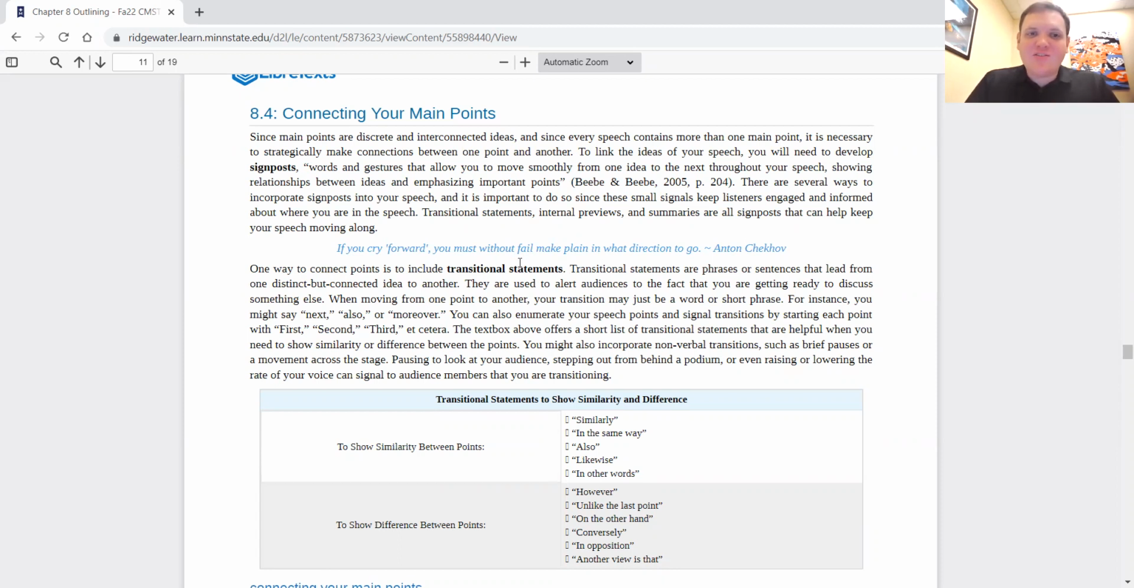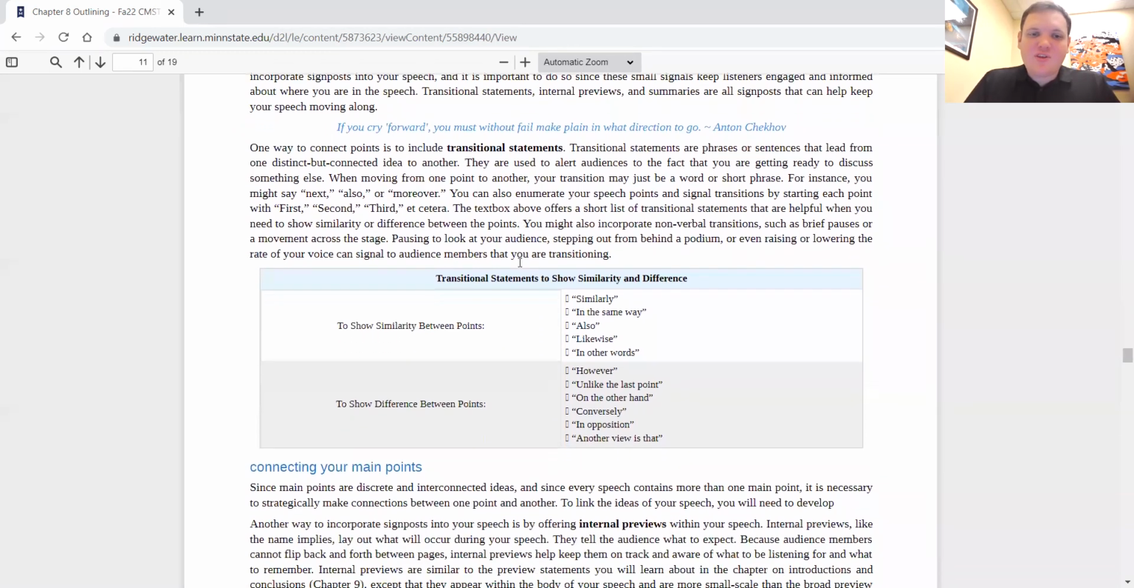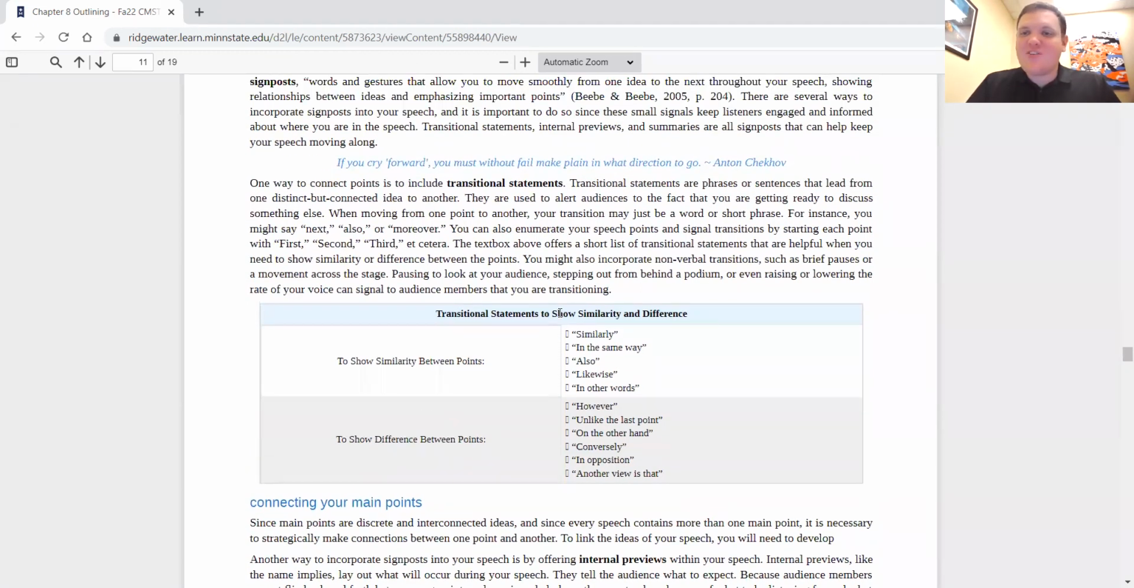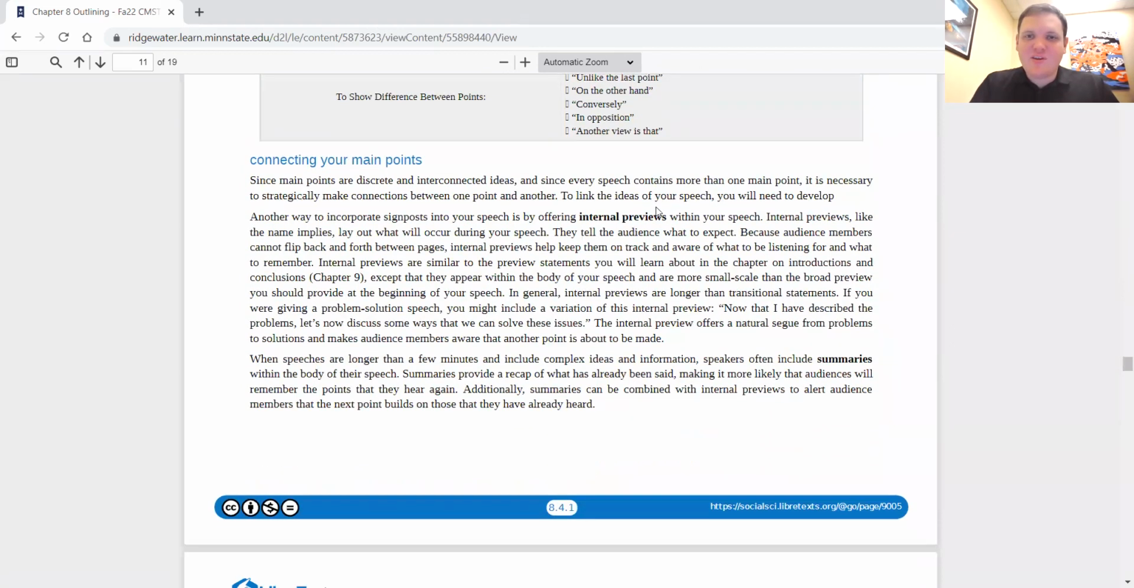So they're phrases or sentences that lead from one distinct but connected idea to another. So it says here are some examples. So you can say similarly, or in the same way, also, likewise, in other words, or differences. However, unlike the last point, on the other hand, conversely, in opposition, another view is that. So again, using some sort of phrases, statements, even some gestures that you can use to transition from one point to the other. Okay. So internal previews, or you can use them within your speech, which is another type of signpost.